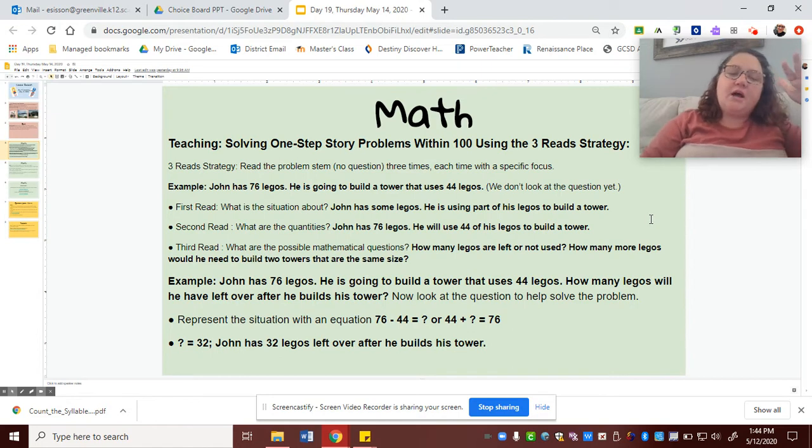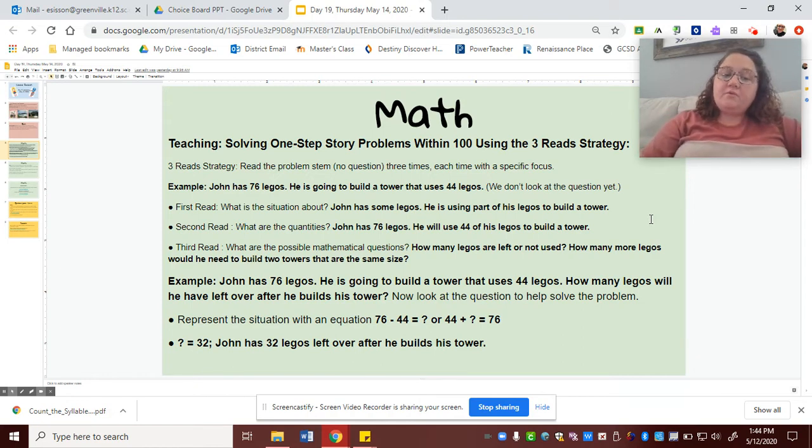We're going to picture John and his Legos. He is using part of his Legos to build a tower. Think about what that looks like in your brain. Okay. Then you're going to read it again. John has 76 Legos. He is going to build a tower that uses 44 Legos. This time, we're going to think about the quantities. So the numbers that it gives. He has 76. Think about what 76 Legos might look like. He's using 44. Well, it's about a little over half. So think about what that looks like in his pile of Legos.